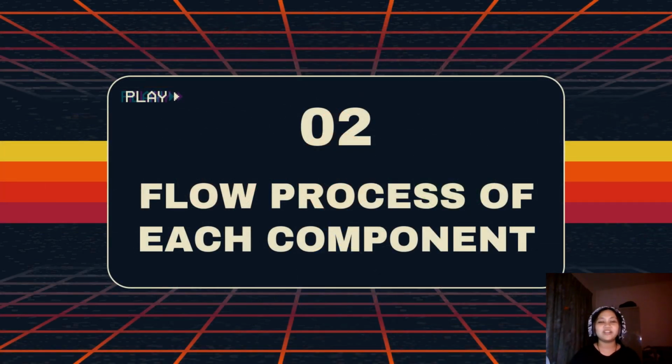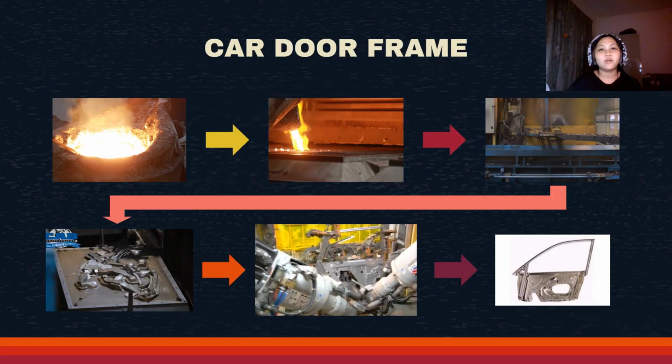And on to our next topic, which is the flow process of each component, where I will be explaining in detail the manufacturing processes that are involved in each car door component, and also lastly I will be explaining the joining process of a car door as a whole product. So on to our first component, which is the car door frame. The car door frame goes through a process called casting process.